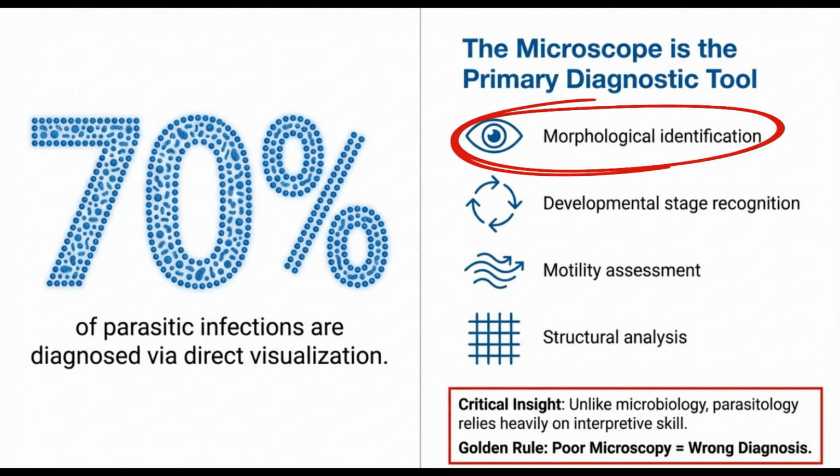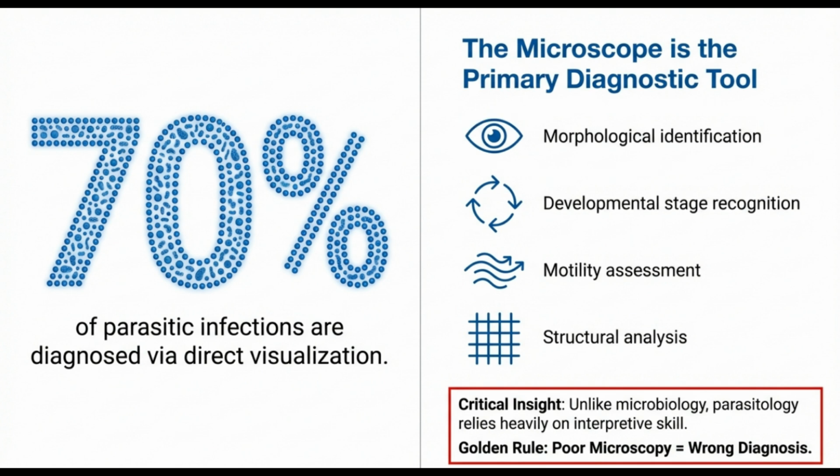First, there's morphological identification. That's recognizing the unique shape and structure of a parasite. Then you need developmental stage recognition. Are you looking at an egg, a larva, or something else? This tells you so much about the infection. Next is motility assessment. Sometimes the way a parasite moves is the biggest clue to its identity. And finally, structural analysis, getting up close and personal with its internal and external details.